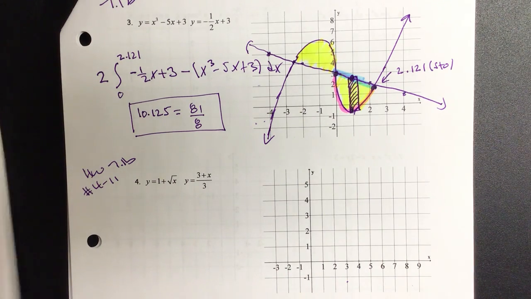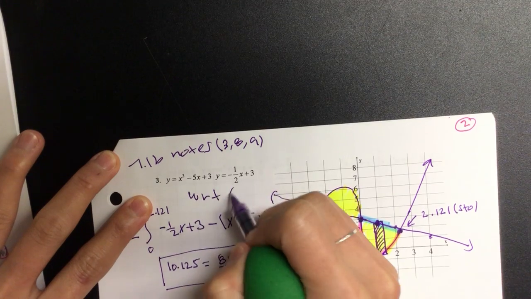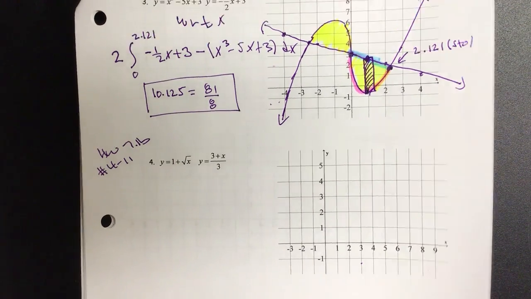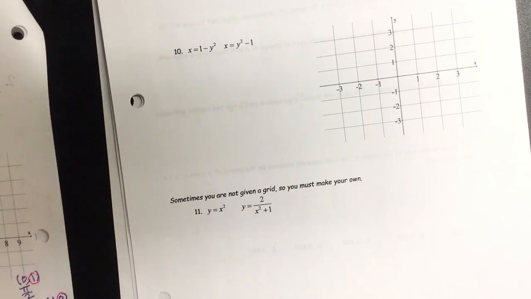Number 8 and 9 is part of your homework. And I forgot to write on this one. This is with respect to x. Karis is ready to go on Google Classroom when you're ready, okay? All right, on number 8. Where did my number 8? Oh, there you go.